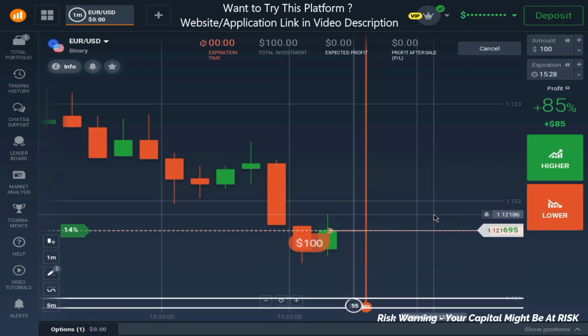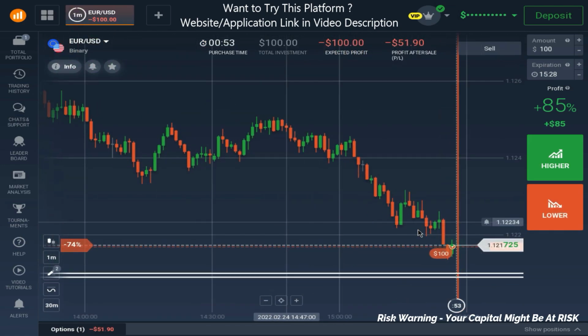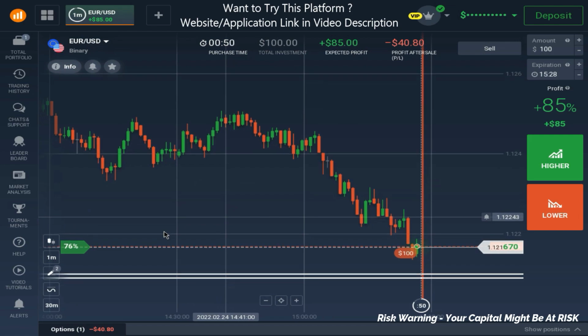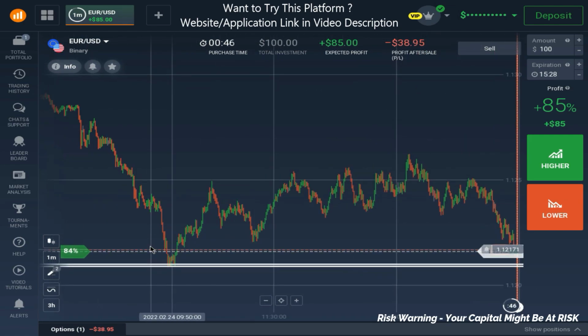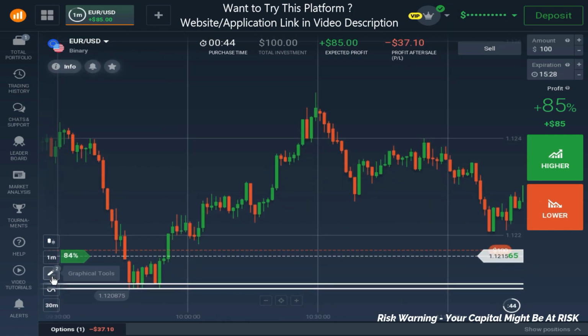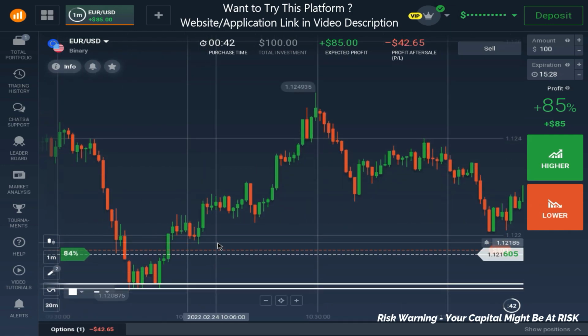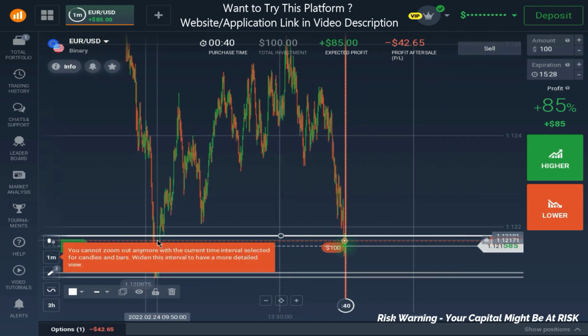Yes, we got the rejection. I placed my trade. Now let's wait for the result. And yes, let me draw the level so that you can understand why I took this trade.